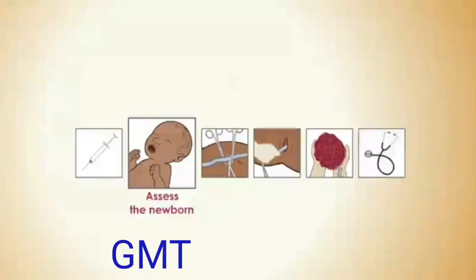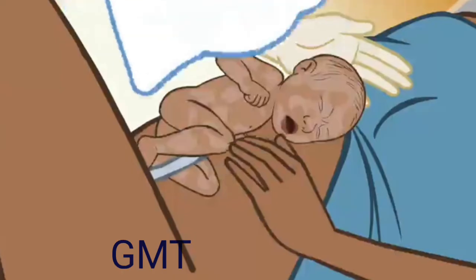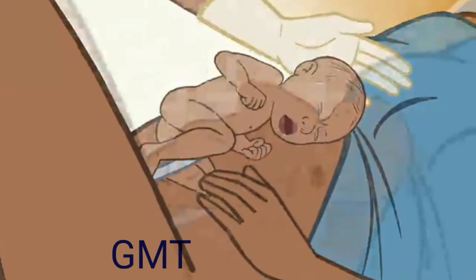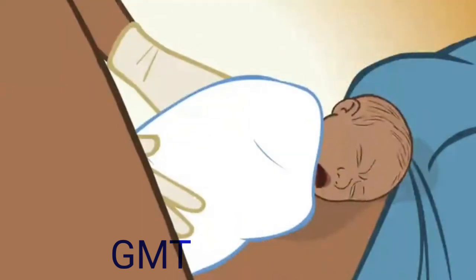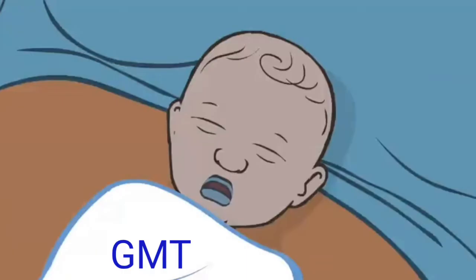Assess the newborn. Start a clock or note down the time. Immediately after the delivery, dry the newborn thoroughly with a towel and assess. Remove wet towels and cover to keep it warm. If the newborn is crying and breathing well with a good color, moving its arms and legs with a good tone, and has a heart rate above 100 beats per minute, proceed with routine initial care of the newborn.